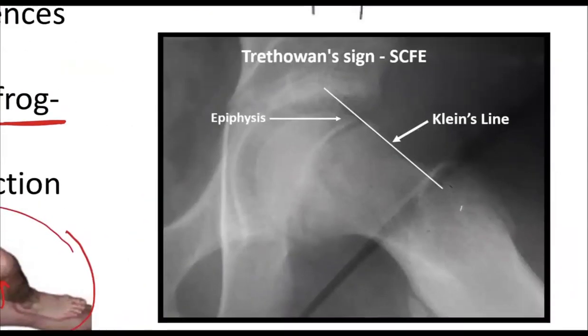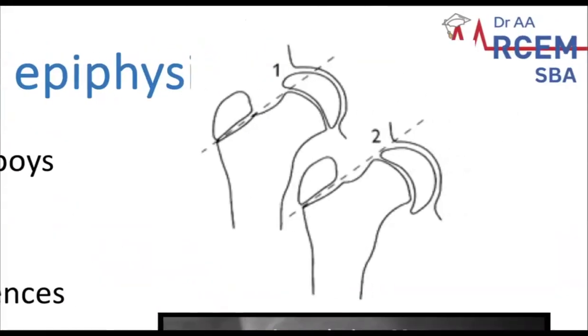What you are basically looking out for is this. This is known as Klein's line. It is also known as the Trethowan sign. Klein's line, this line which is drawn, is known as Klein's line.